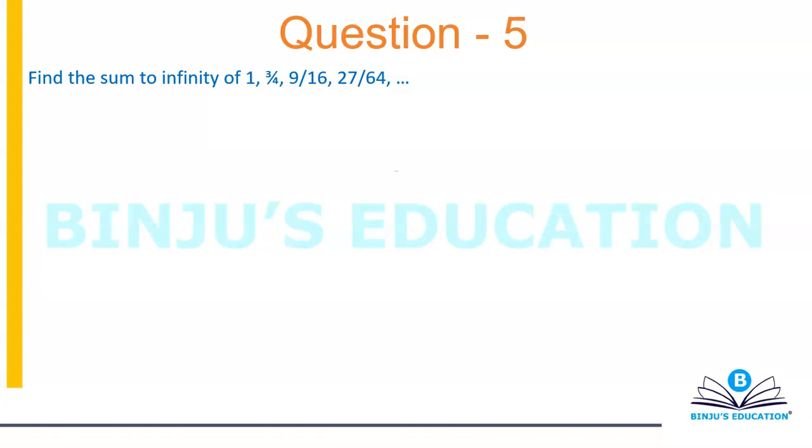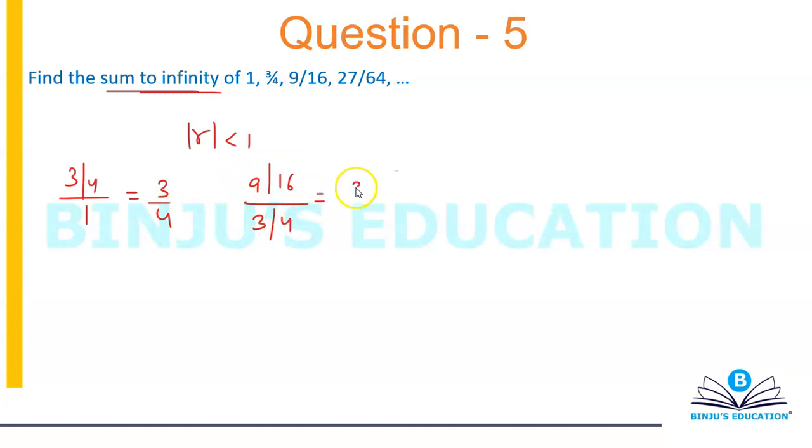Alright, so find the sum to infinity. Now see, this is sum to infinity. They will only ask you the sum up till infinity whenever mod of r is less than 1. And you can observe that your mod of r is nothing but 3 by 4 by 1, which is 3/4. Or you can do 9 by 16 by 3/4, so that is also 3 by 4, which is basically less than 1.